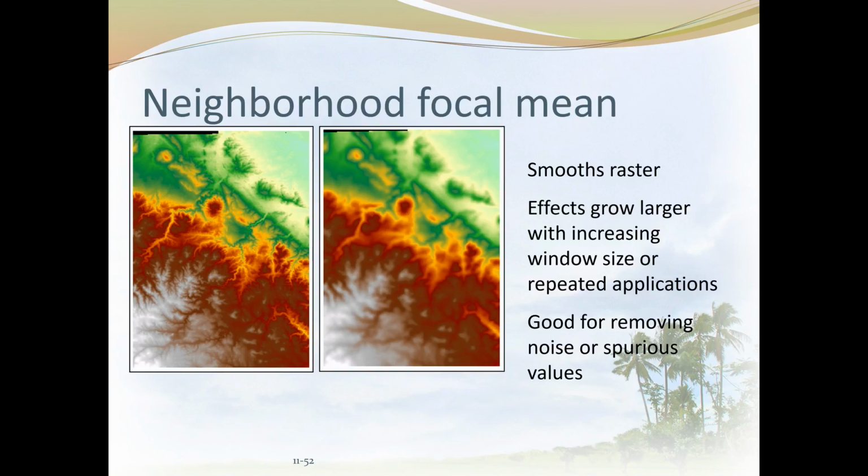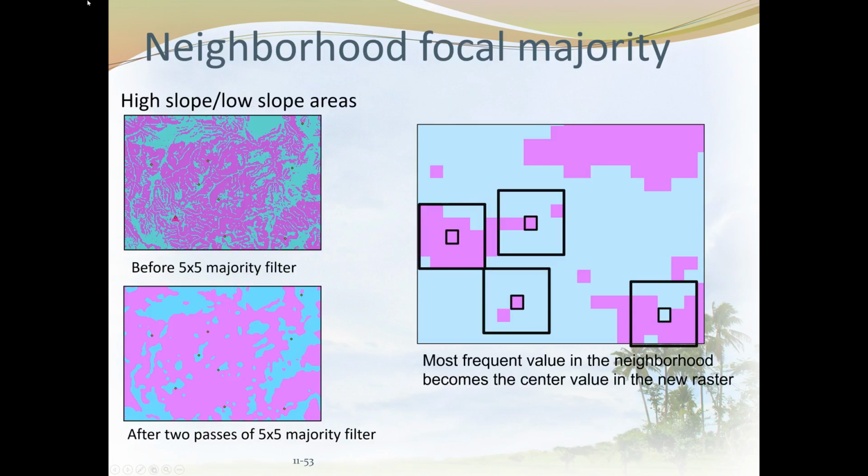Okay, so the neighborhood focal mean smooths the raster. Effects grow larger with increasing window size or repeated applications, which is good for removing noise and spurious values. So let's look at this focal majority. This is a 5x5 majority filter, and this is after 2 passes. You can see it's a lot coarser. The most frequent value in the neighborhood becomes the center value of the new raster.